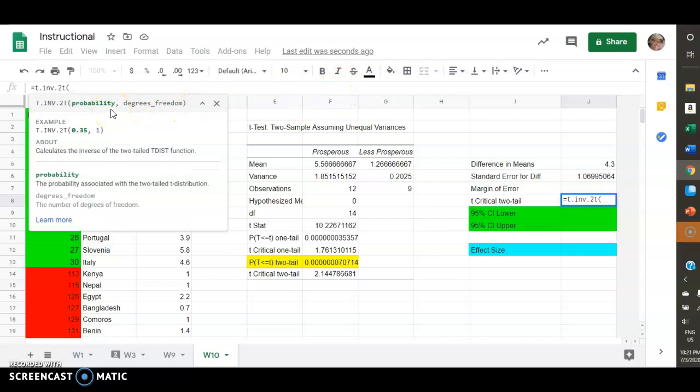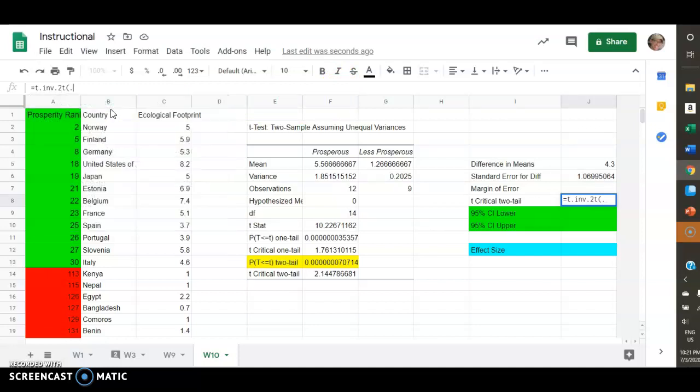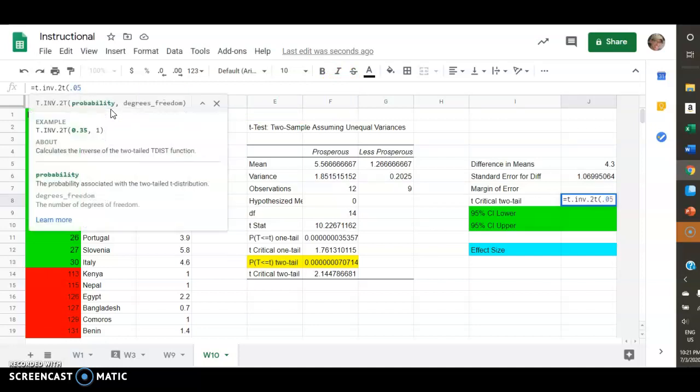The probability is whatever your alpha level is. So we're going to use a 0.05. Remember, we're trying to get a 95% confidence interval. So the other percent, 95% chance that we'll catch the true difference in means, 5% chance that we won't. So that chance for error is what we would put in here. If we wanted a 90% confidence interval, we would have put 0.10 here. So this probability is the opposite of whatever our confidence interval is.